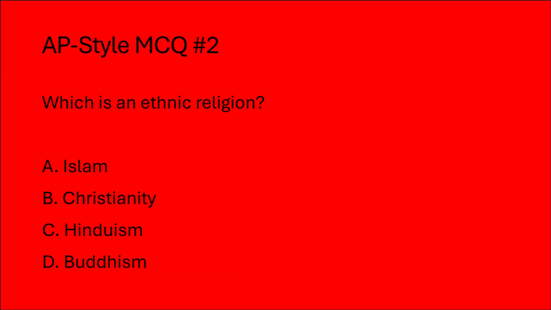Question number 2. What is an ethnic religion? Is it A, Islam, B, Christianity, C, Hinduism, or D, Buddhism? Take a few seconds, choose the best answer. If you chose C, Hinduism, you chose correctly. Hinduism and Judaism are ethnic religions.